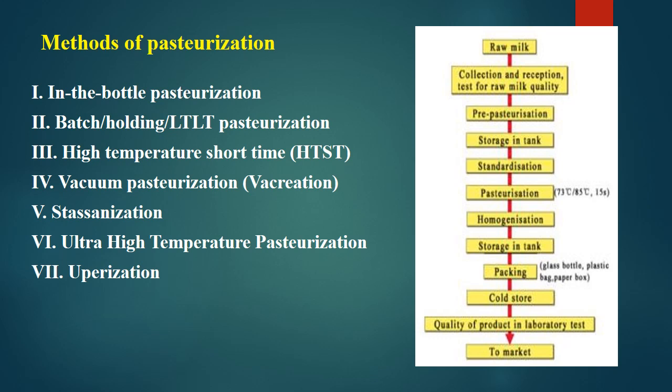The fourth is vacuum pasteurization, which is also called vacreation. Briefly we will discuss that. Then sterilization, another variety of pasteurization at high temperature. Then the sixth is ultra high temperature pasteurization. This is a much higher temperature, and similarly the seventh, uperization, also a higher temperature, that is ultra pasteurization. These last four we are going to discuss very briefly. We will discuss full details about HTST, and a little bit about bottle and batch pasteurization.